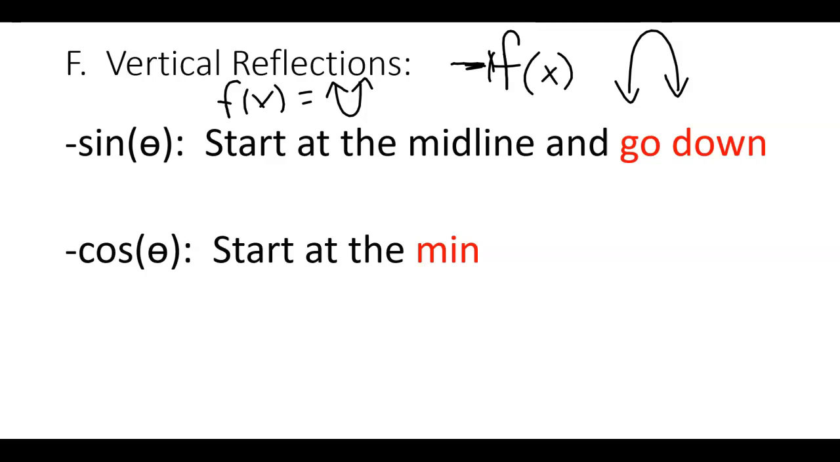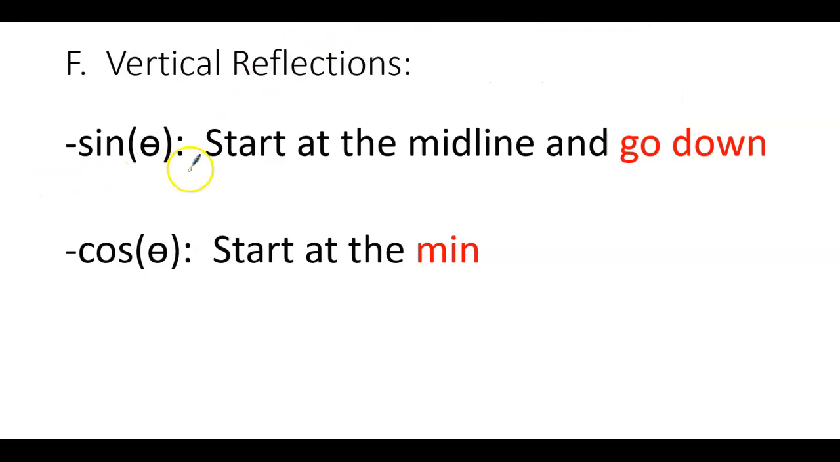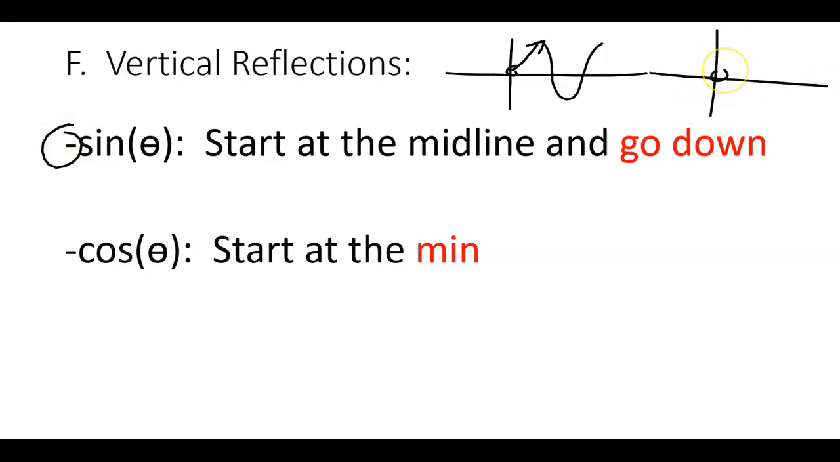Okay, and the same thing applies to sine and cosine. So now usually with sine, as you guys know, it starts at the midline and then it goes up to create the pattern, right? But if you flip this graph upside down by putting a negative in front of it, then actually it's going to start at the midline and then it's going to go down. So then it'll look like a real S instead of a backwards S.